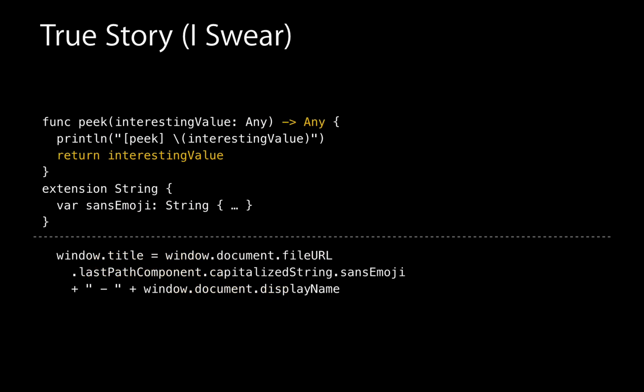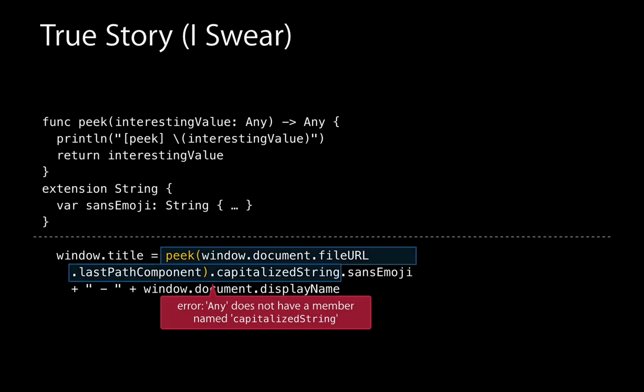Aha, thought Krusty, I know what I'll do. I'll return the interesting value from peek, and then I'll be able to insert a call to it right in the expression, which was an awesome idea. Except that doesn't work.